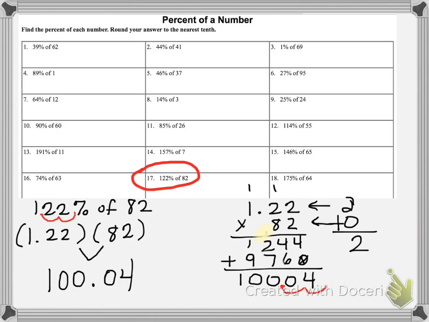So remember when we started this problem, we said that if we're looking for more than 100% of 82, that means all of 82, which would be 100%, plus more. So the answer should have been higher than 82. Well, take a look at your answer. Is your answer higher than 82? Yes. So does that answer make sense? Is it reasonable? Yes. These are the things that you have to think about when you are doing percent of a number.